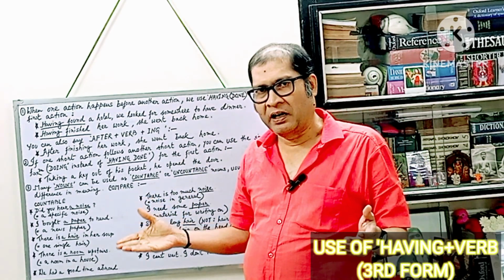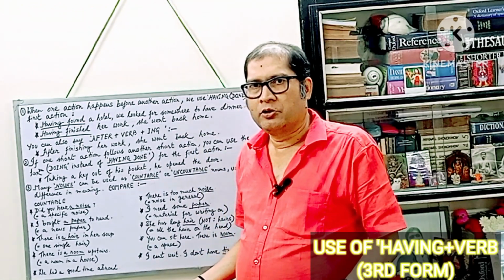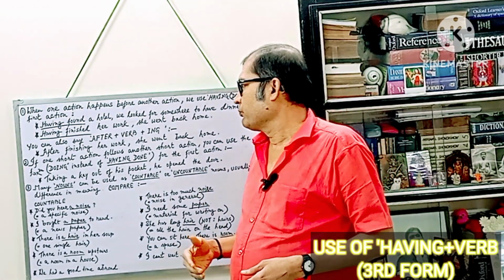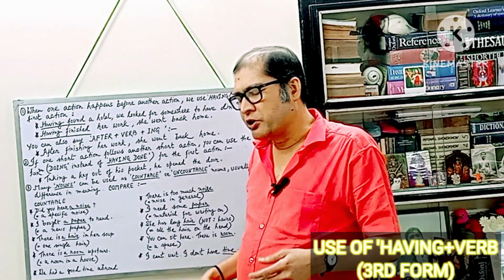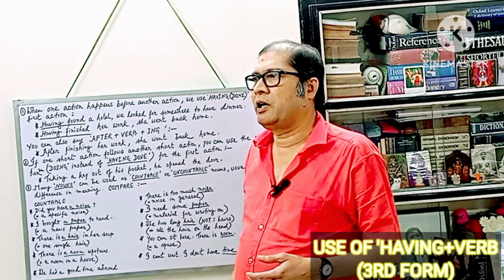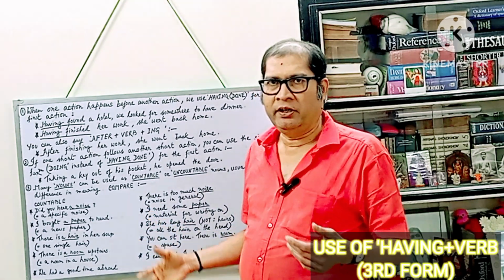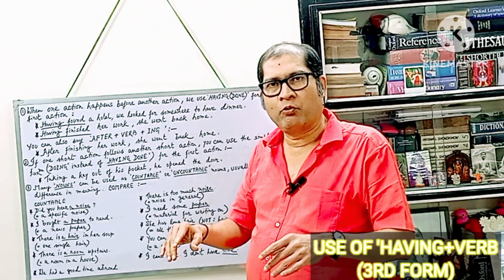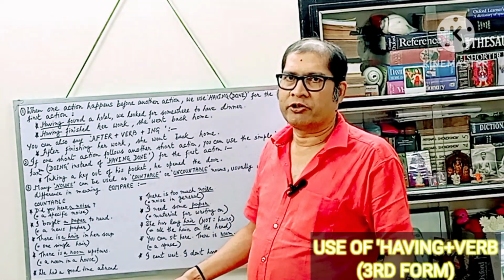Having finished my class, I went to a certain place. If you don't want to say went back home, I went to meet Mr. John. We do not generally use Mr. before a first name, because generally we use Mr. before the surname. So here, take my surname. I went to meet Mr. Chakraborty after finishing my work. So instead of that, I'm saying having finished my work, I went to meet Mr. Chakraborty.